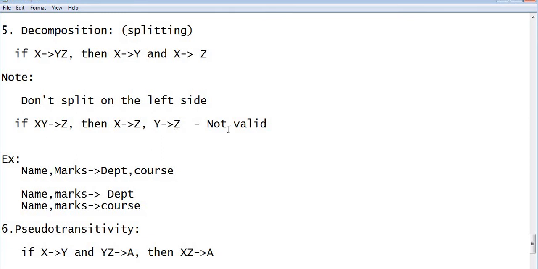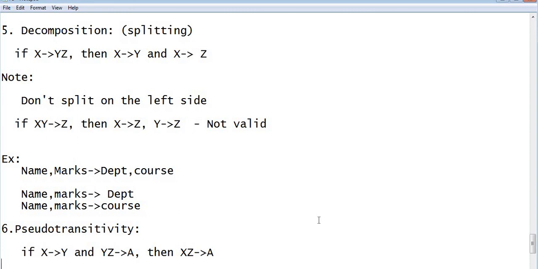No, this is not a valid statement, because in decomposition we can split the right hand side. It means we can split the dependent, but we cannot split the determinant. In any functional dependency we can split the dependent, but we cannot split the determinant. Here the dependent is YZ, so we are splitting the dependent into two functional dependencies: X determines Y and X determines Z. But if XY determines Z, then saying X determines Z and Y determines Z is not a valid statement.